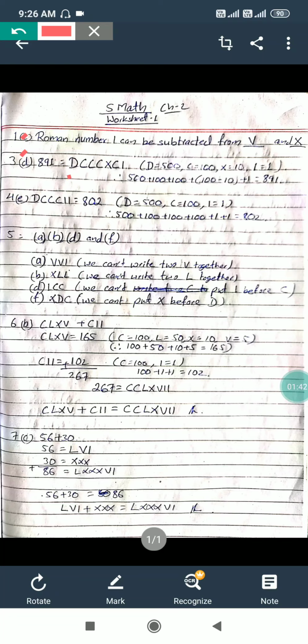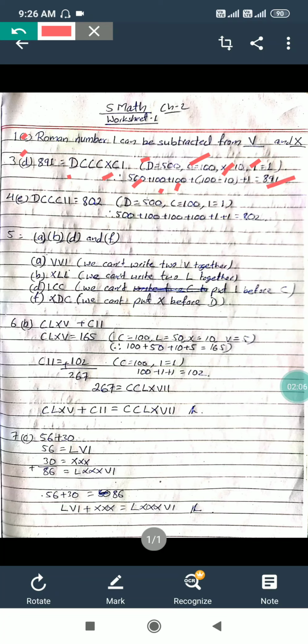We know D equals 500, C equals 100, X equals 10 and I equals 1. So D is 500, plus 100 plus 100, and XC is 100 minus 10, and I equals 1, which is equal to 891.